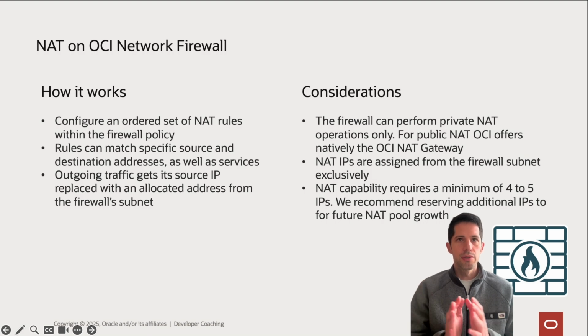So, some important considerations. The first one is that the firewall can perform only private NAT operations. Remember that for public NATing in OCI, we offer the OCI NAT gateway. The second one, which is really important, is that the NAT IPs are assigned from the firewall subnet exclusively. So remember this when architecting the OCI Network Firewall. And then finally, the NAT capability requires a minimum of 4 to 5 IPs. So we usually recommend reserving additional IPs for the future growth of this pool.